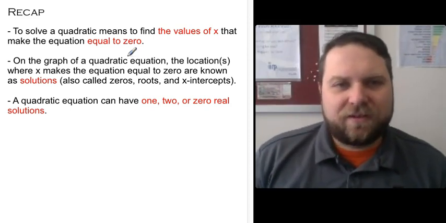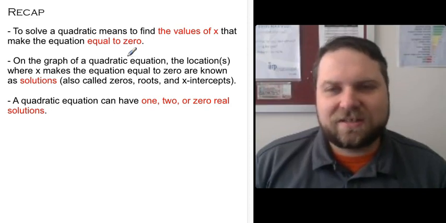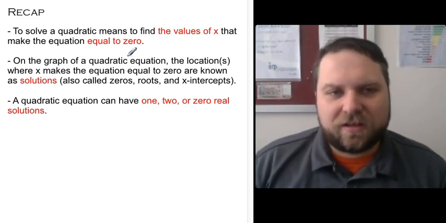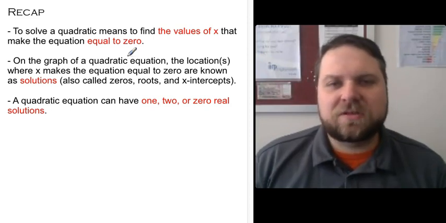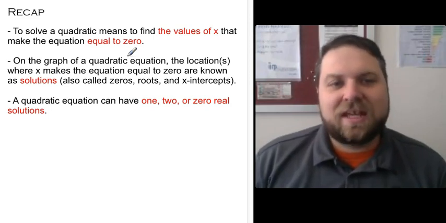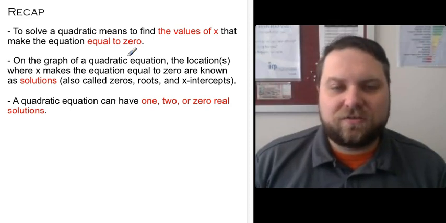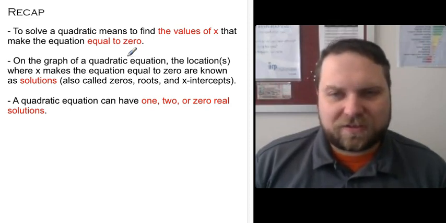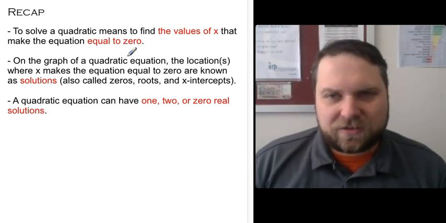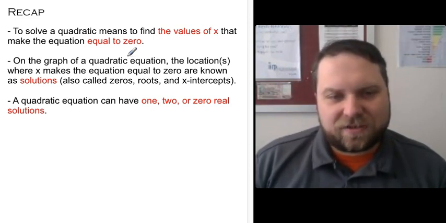So to recap, if we're solving a quadratic, all we're doing is finding values of x that make the equation equal to 0. And those points on the graph are the roots, which are also known as x-intercepts and zeros and solutions. And a quadratic can have 1, 2, or 0 real solutions. So you might get 2 answers, you might get 1 answer, or there might not be any answers.